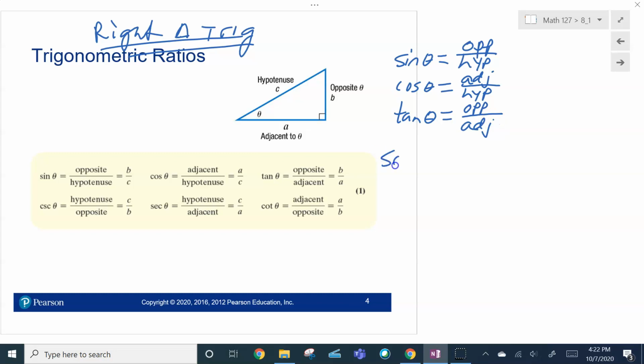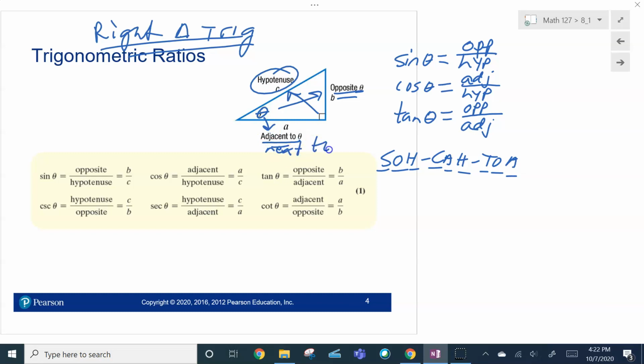A lot of people also remember SOHCAHTOA, right? Sine is opposite over hypotenuse, cosine is adjacent over hypotenuse, tangent's opposite over adjacent, right? So if this is your angle theta right here, the opposite side would be right there. The hypotenuse is always opposite the 90-degree angle, right? The adjacent side is next to, adjacent meaning next to.